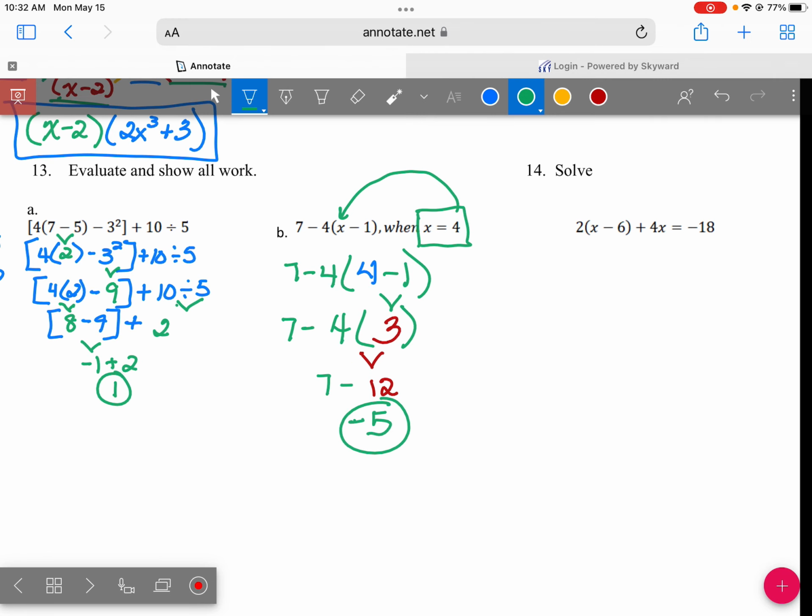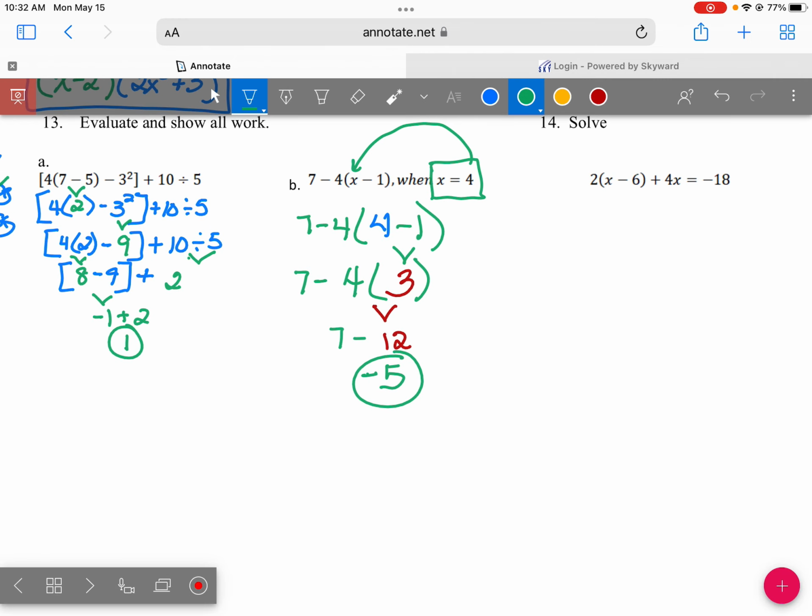This one says to solve. Let's go ahead and just go through this one. So what would you do first here? I have some parentheses, but can I do x minus 6? No. So what would you do here? Distribute the 2. Good. So 2 times x is 2x. Minus 2 times 6 is 12. Plus 4x equals negative 18.